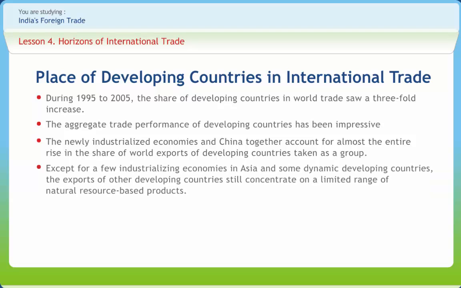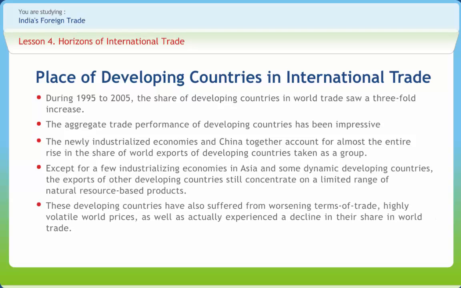Except for a few industrializing economies in Asia and some dynamic developing countries, the exports of other developing countries still concentrate on a limited range of natural resource-based products and/or manufactured products with low value addition. These have made for small returns. These developing countries have also suffered from worsening terms of trade, highly volatile world prices, as well as actually experienced a decline in the share in world trade.